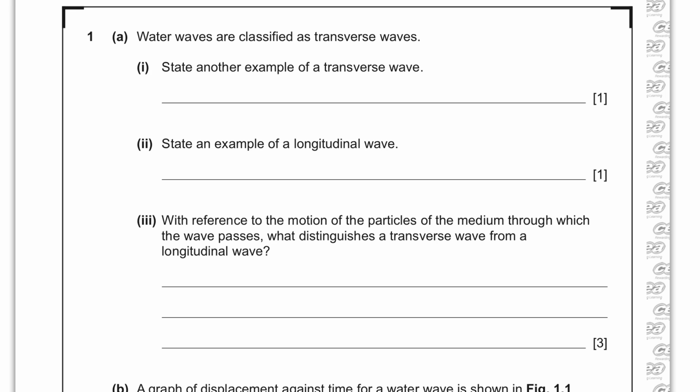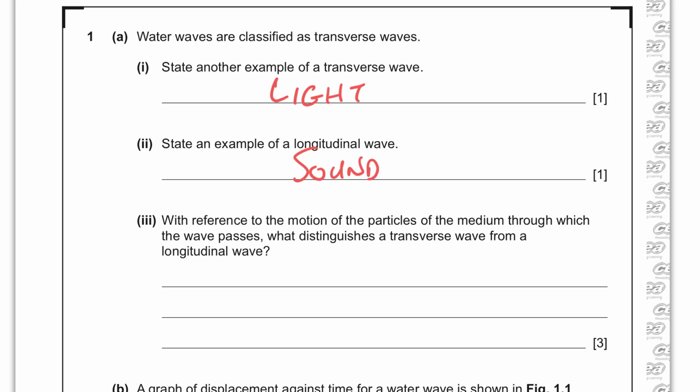Question 1A. Water waves are classified as transverse waves. Part I. State another example of a transverse wave. Okay, so all electromagnetics are transverse, so that would be an easy one. Someone wiggling a rope would be transverse waves. But yeah, I would just put an electromagnetic down. State an example of a longitudinal wave, and our go-to for that is always sound.